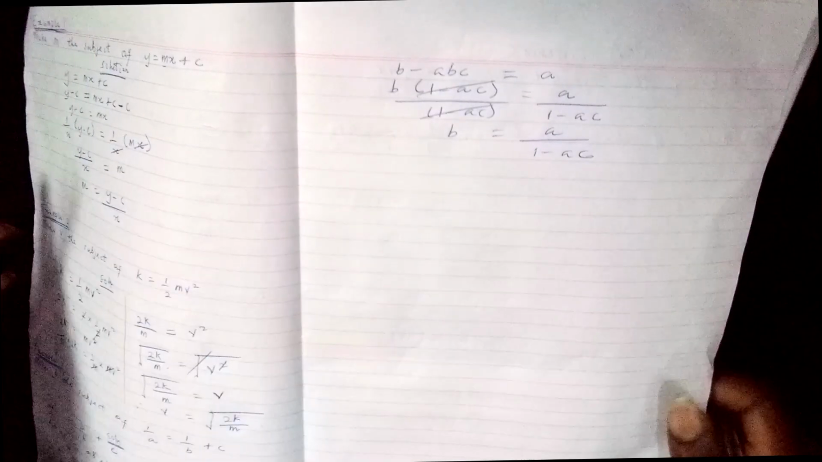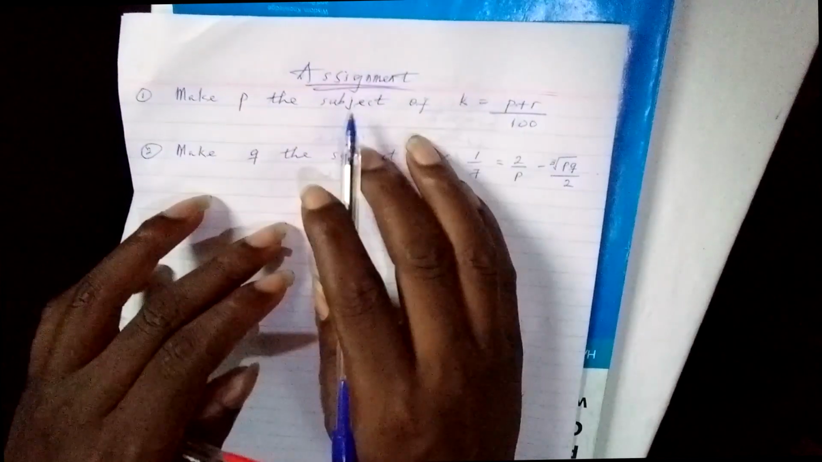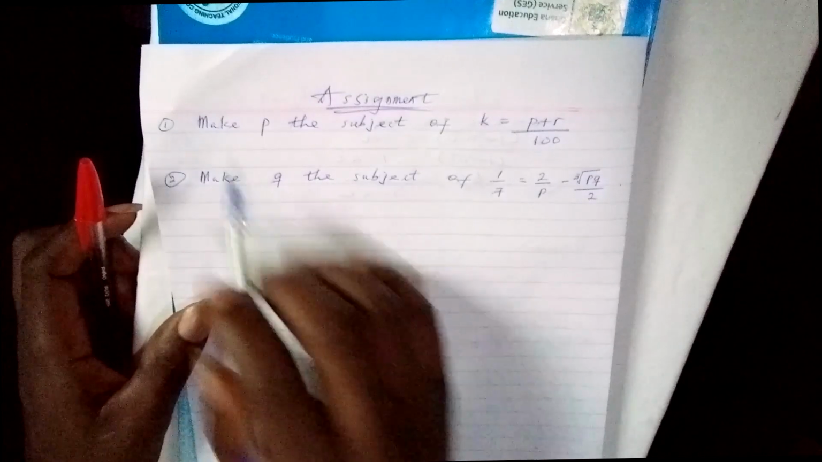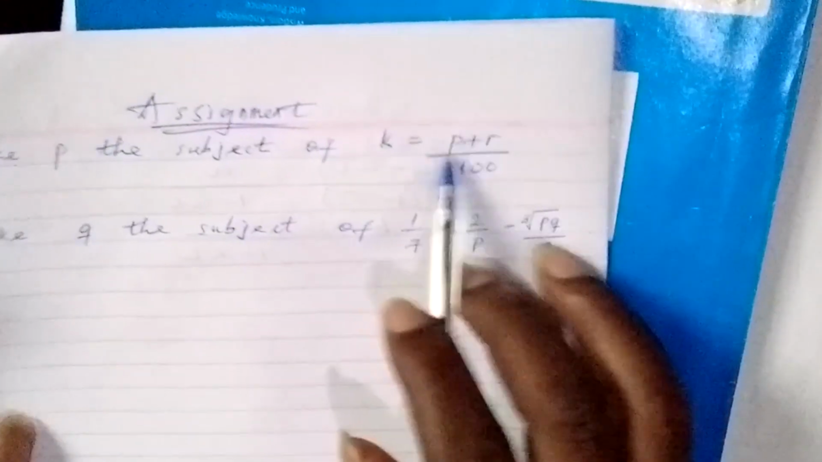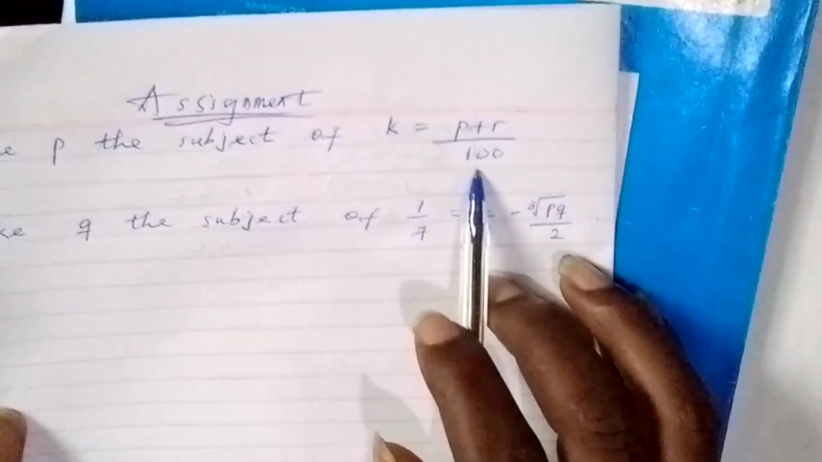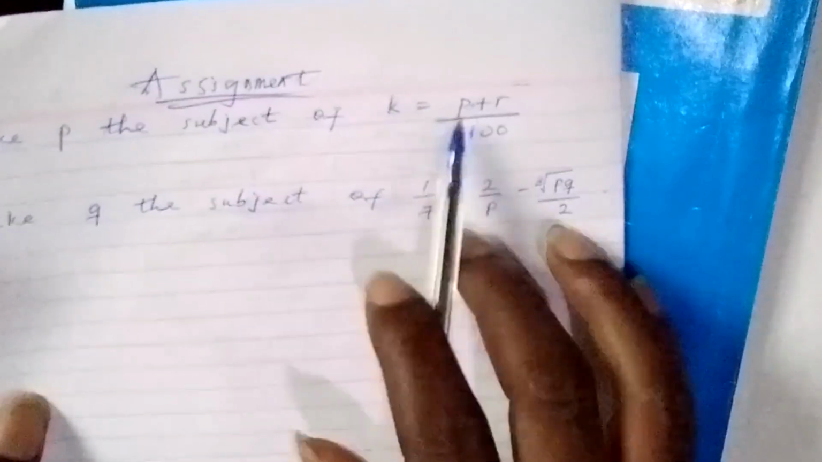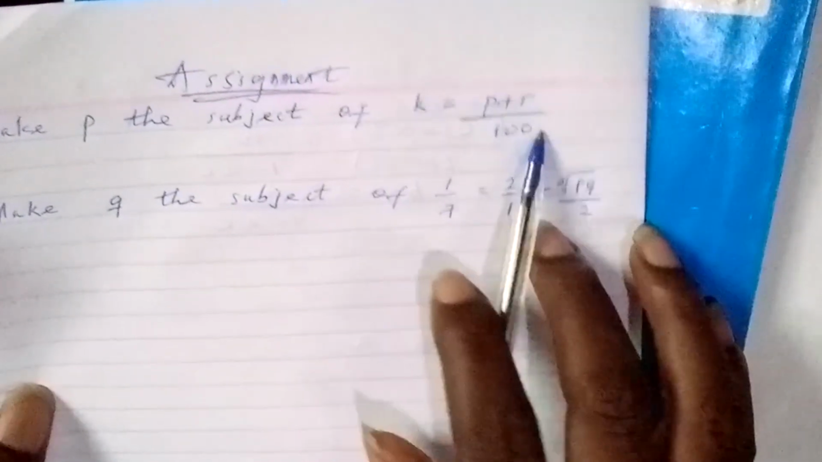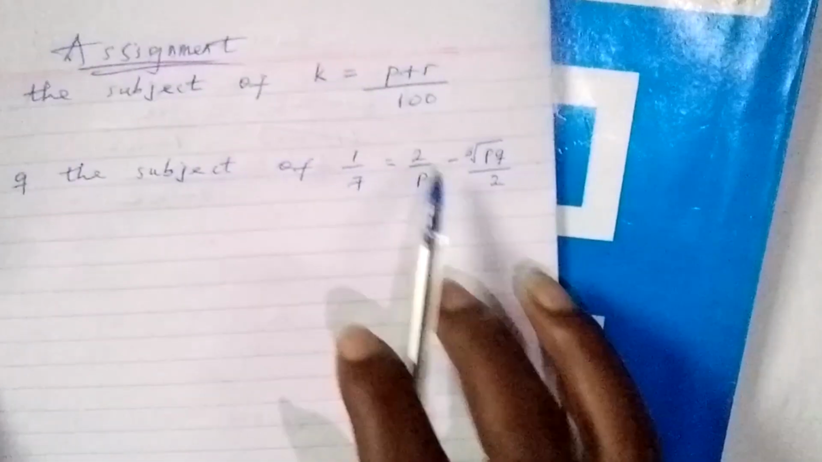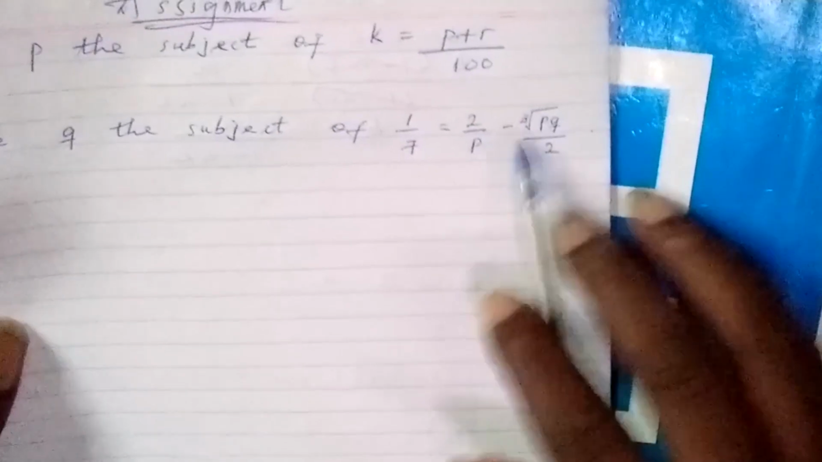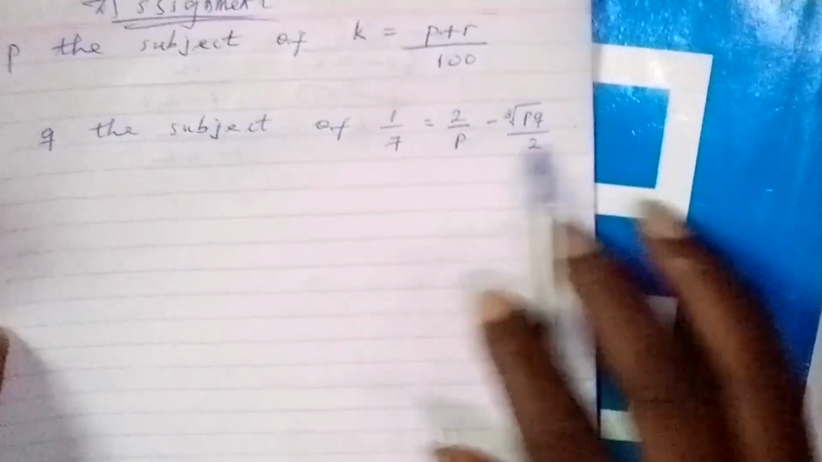For the sake of time, I'll pause here. If you want to solve more examples, I have an assignment written at the latter part of this sheet. Number 1, make P the subject of K equal to 1 plus R all over 100. Meaning you are trying to make P the subject from this formula or equation. Then assignment 2, make Q the subject of 1 over 7 equal to 2 over P minus cube root of PQ all over 2.